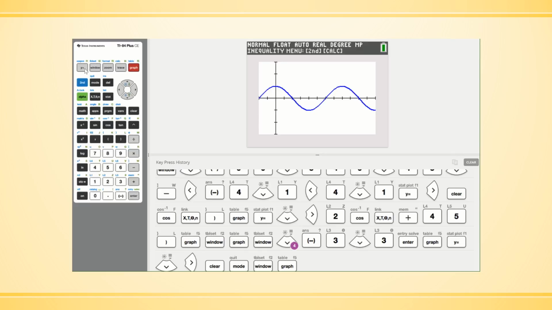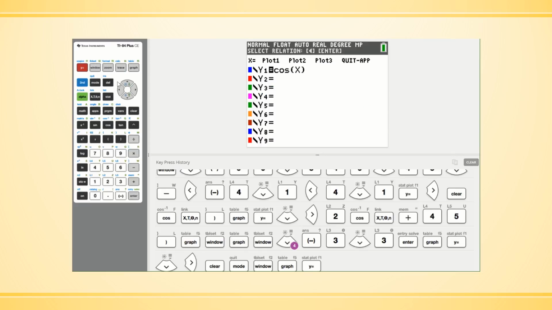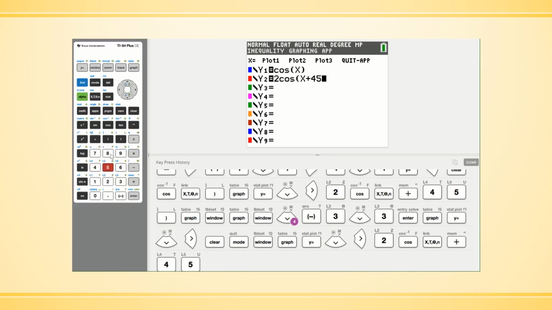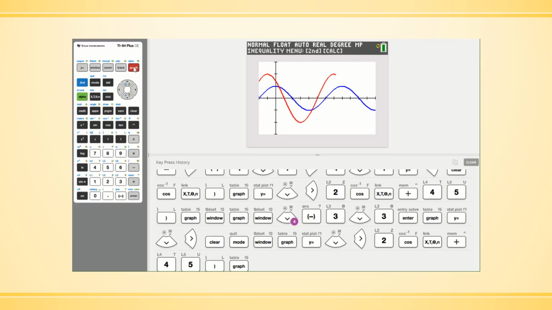Okay, now let's go graph the transformation where our amplitude changes from 1 to 2. And then we got cosine, and I don't have any b value here, so the period is going to remain 360. We'll substitute x for theta, and then plus 45 degrees. And close my parentheses here, and let's go look at our graph. It's going to show up in red.